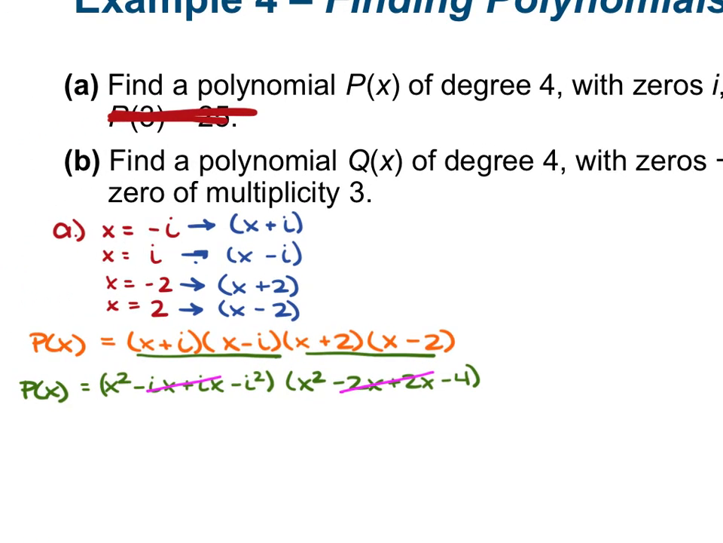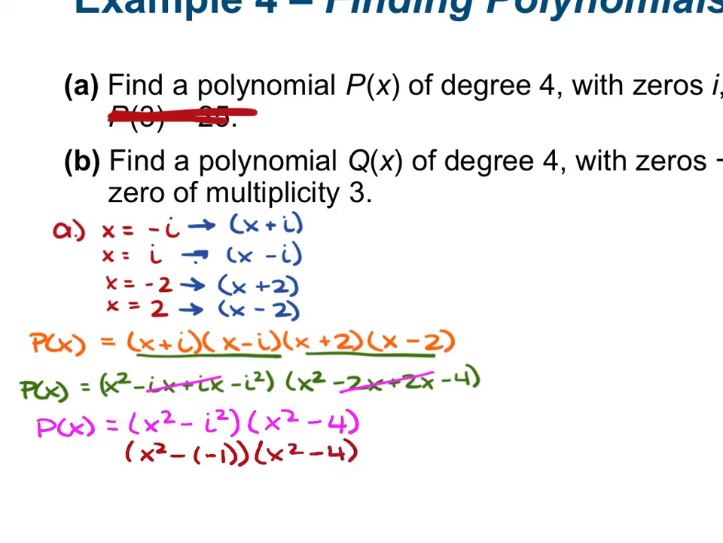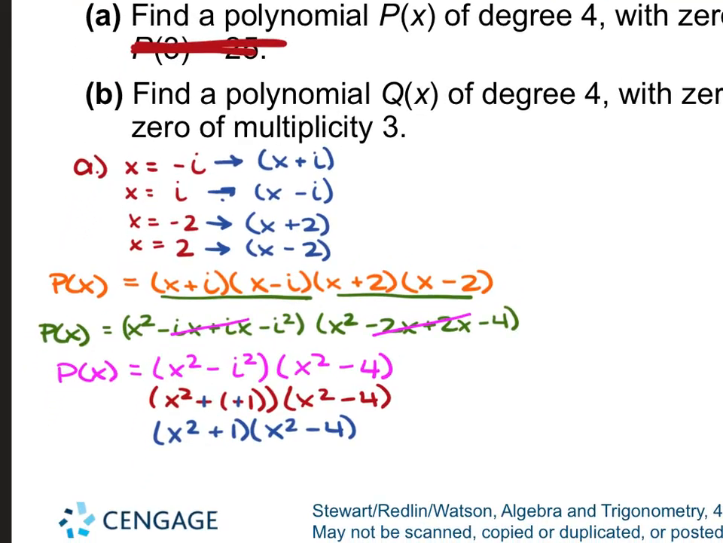So this is just giving us p of x is equal to x squared minus i squared times x squared minus 4. Now with that first set of parentheses, that negative i squared is the same exact thing as saying x squared minus negative 1. Remember, i squared is negative 1. So when we simplify this, the negative times the negative 1 is going to be a positive 1. So ultimately, we are doing x squared plus 1 times x squared minus 4. From here, multiply.